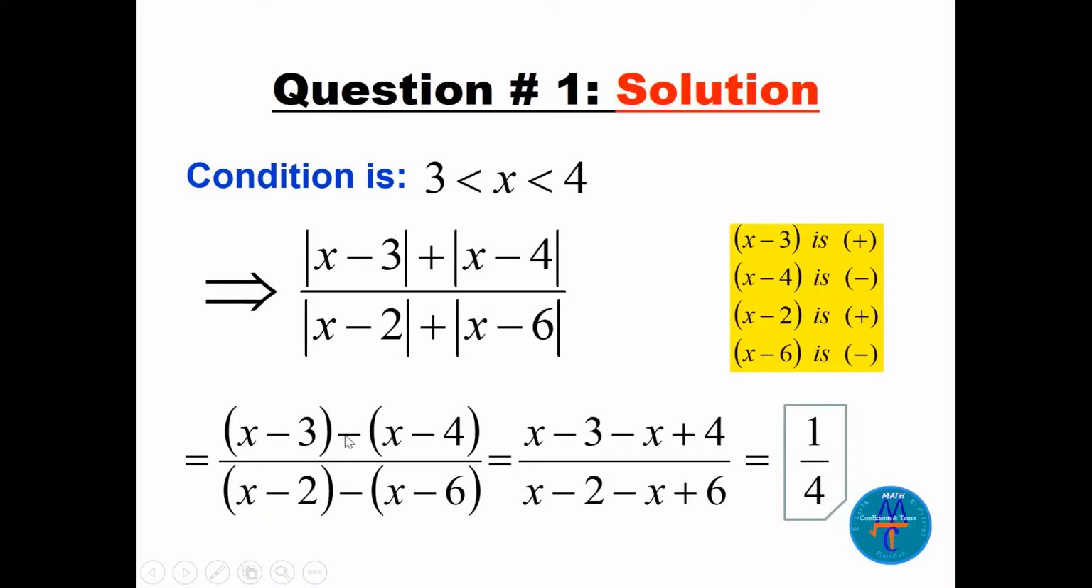So we put a minus before that, and then according to the definition of absolute value, x minus 2 is positive, so we put x minus 2 without anything. X minus 6 will be negative, the expression will be negative, so there is a minus, x minus 6. When you simplify this, you get x minus 3 minus x plus 4, and there is x minus 2 minus x plus 6. Cancel the x's, 1 over 4 is the answer. Maybe a simple question.